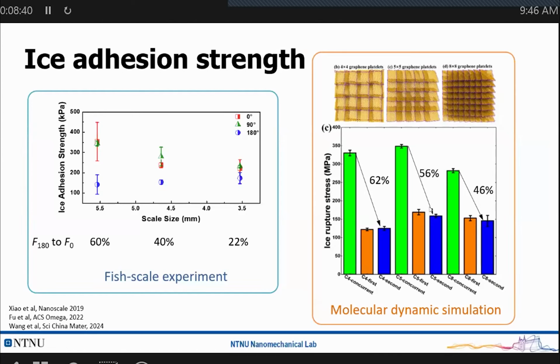In the molecular dynamic simulation, we use this graphene platelet to represent each individual fish scale, and we do shear tests in different directions. We found out that also this 180 gives the lowest ice adhesion, and it is also connected with the size of the plate.